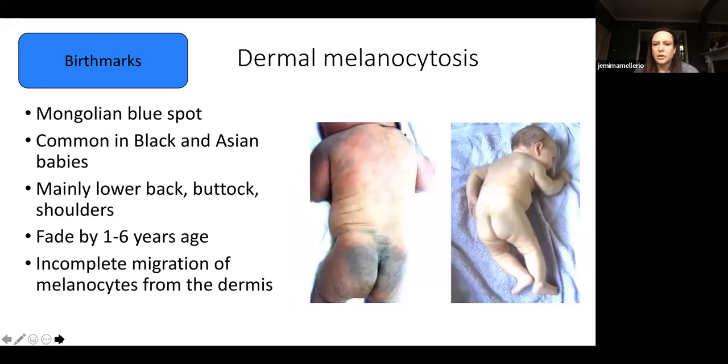Dermal melanocytosis is a very, very common condition. We've got a couple of examples here where you get these bluey grey macular areas in the skin, particularly in darker skin types, on the lower back, bottom, and over the shoulders. And they gradually fade in early childhood. So nothing to worry about, and a normal variant, really.